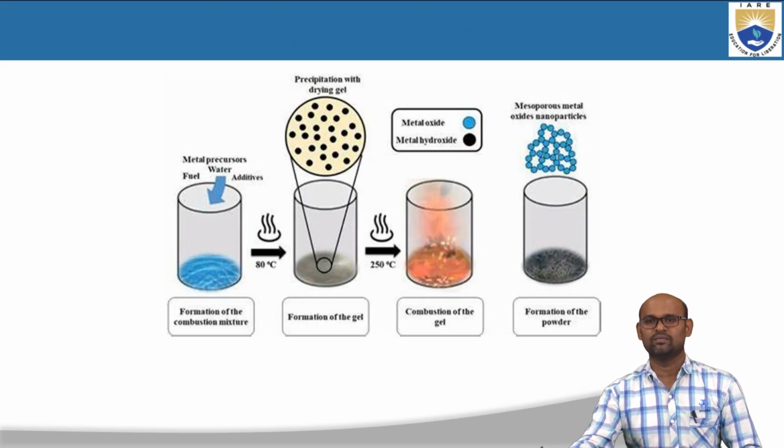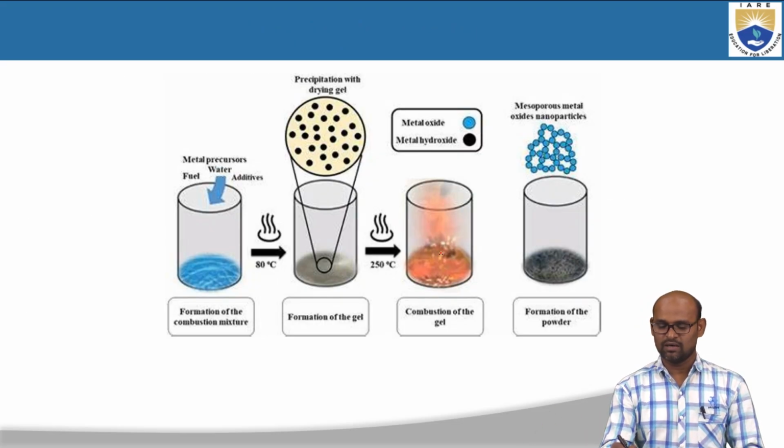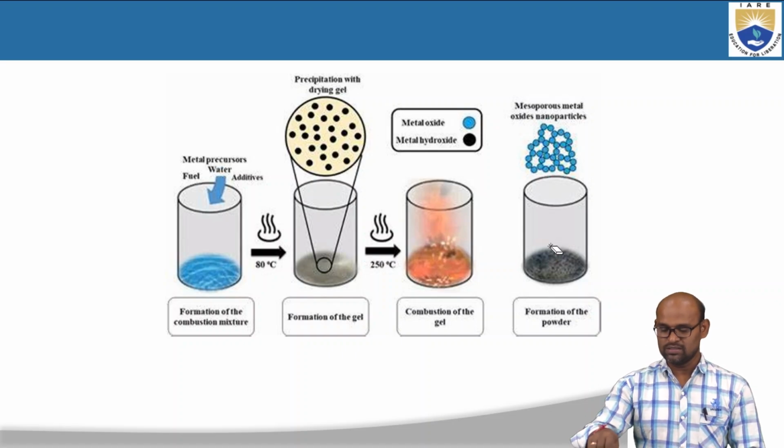This is the schematic of the combustion method. You can see the burning: once we heat this solution, there will be auto ignition temperature and there will be flames in the solution, and then we get this kind of nanomaterial in the combustion method.